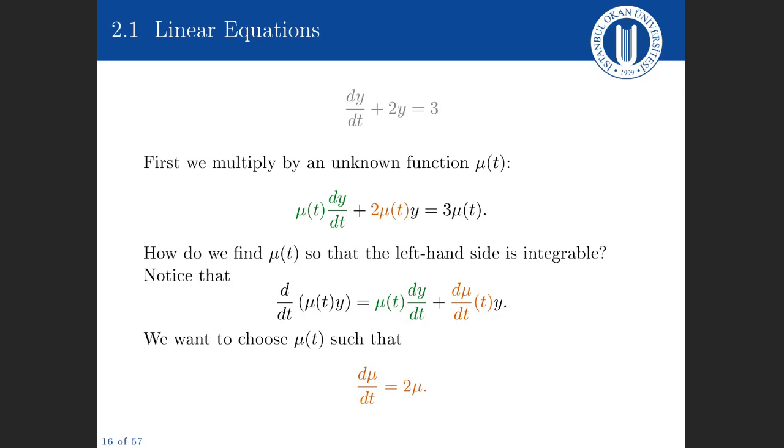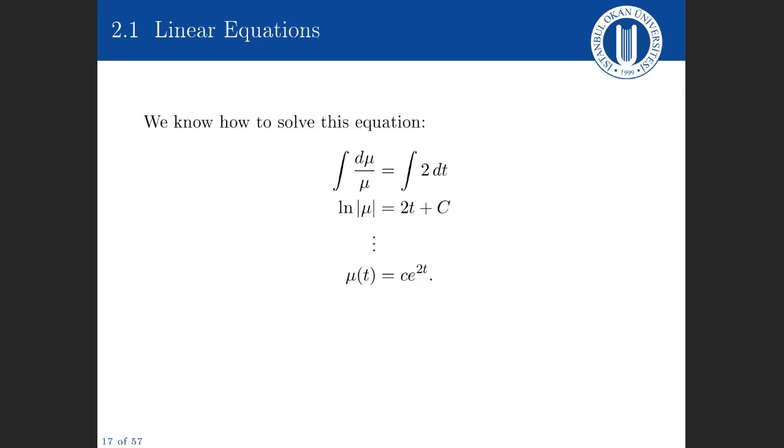We know how to solve this. We can use the method from last week. So very, very quickly, rearrange to separate the variables, move all of the mu terms to the left and all of the t terms to the right. Integrate it, rearrange, and we find that mu t is some constant c e to the power 2t.